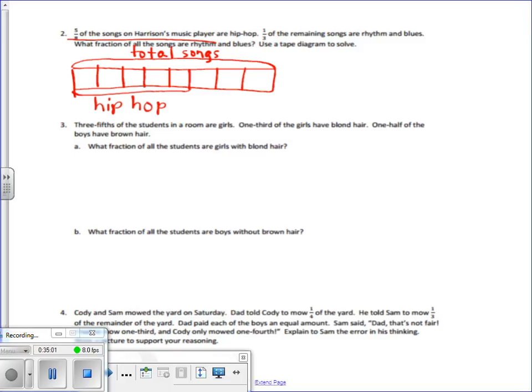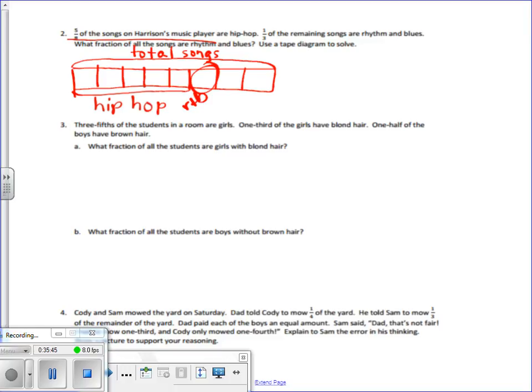Okay, so when it says what fraction of all the songs are rhythm and blues, this right here is 1/3, because there are 3 squares remaining. I'm just going to say R&B, rhythm and blues. 1/3, there's 3 of them remaining. 1 of the 3 left over are rhythm and blues. What would we say is the real fraction of the entire music category? Don't you see where we need a tape diagram to solve this problem? Yes, ma'am. What is the real fraction for rhythm and blues?